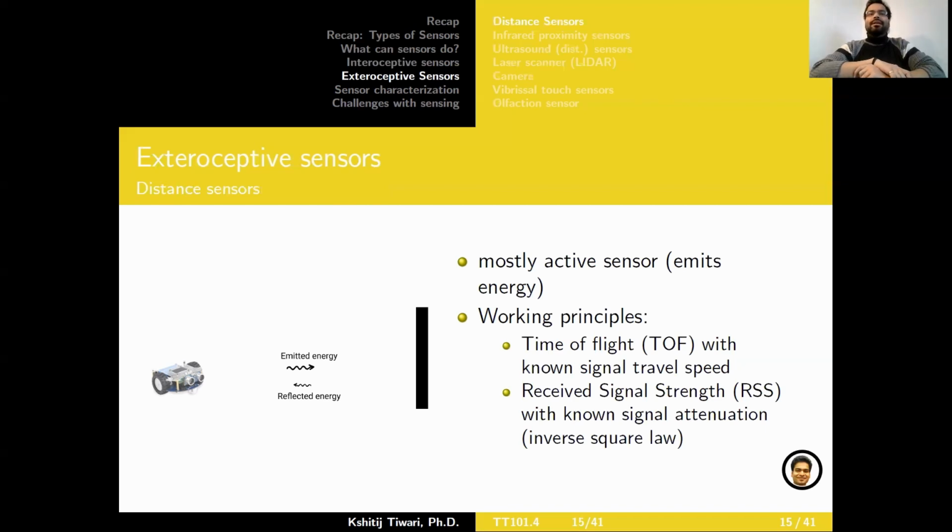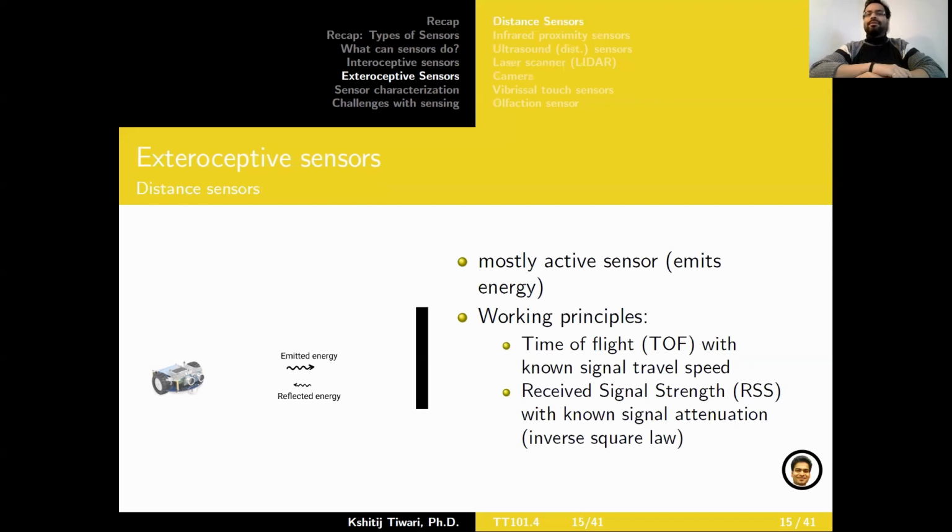The way it works is, for active sensors, they will emit a packet of energy, which we saw in the preliminaries as well. That bounces off some obstacle in the environment, and then it's reflected back. Based on working principles such as time of flight and received signal strength, you could evaluate the distance.